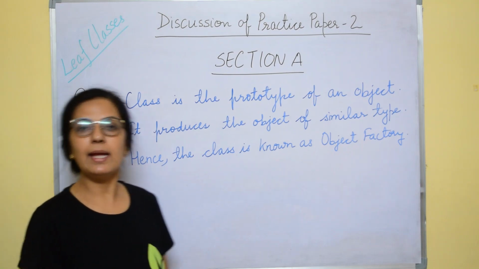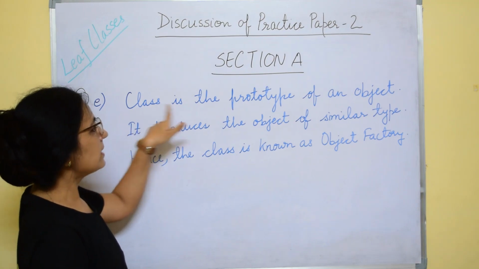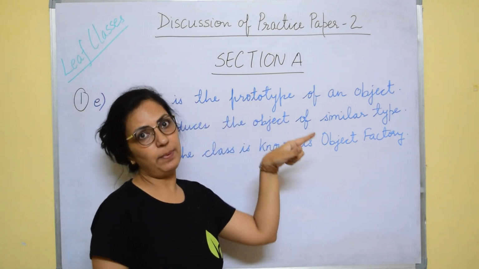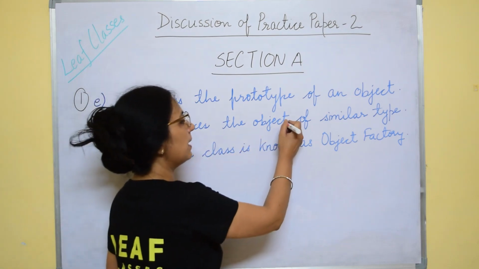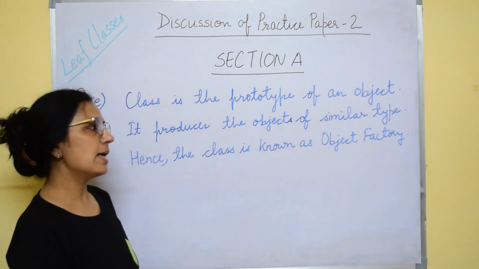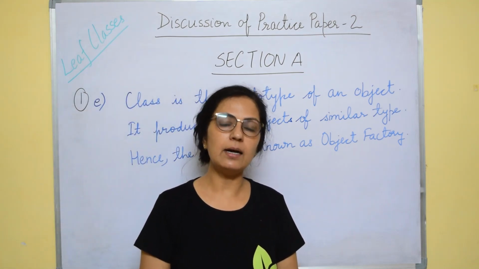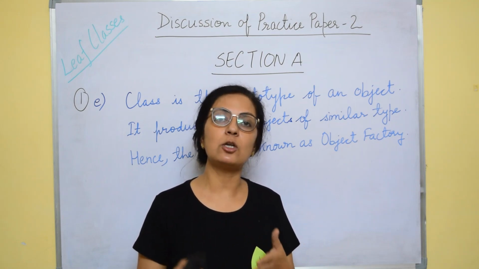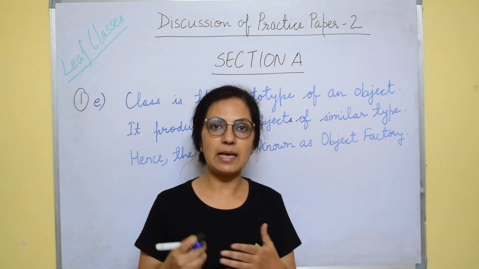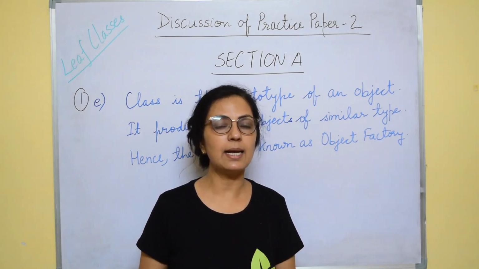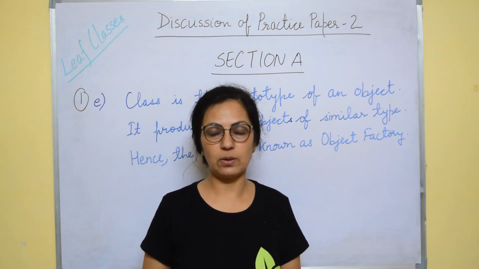E part is why class is known as object factory. So the class is the prototype or blueprint of an object. It produces the objects of similar type. Hence the class is known as object factory. So I hope the definition is clear. Class is the blueprint or the prototype of the objects, and we can create as many objects as we want once the class is created. That is why the class is known as object factory.